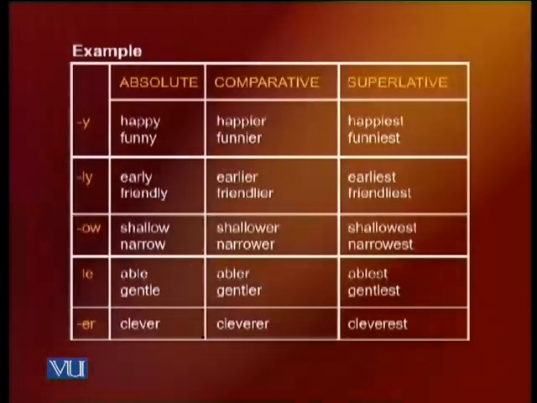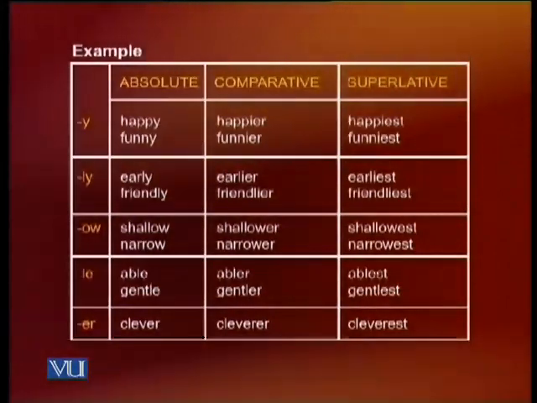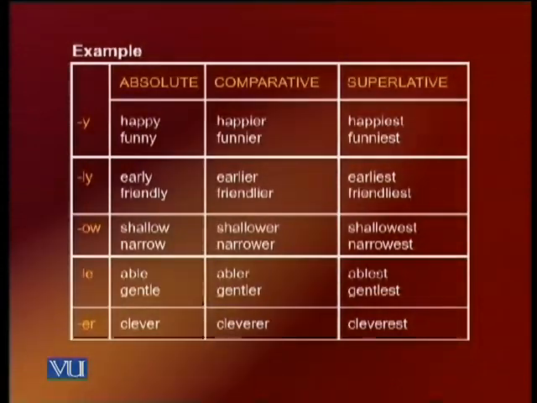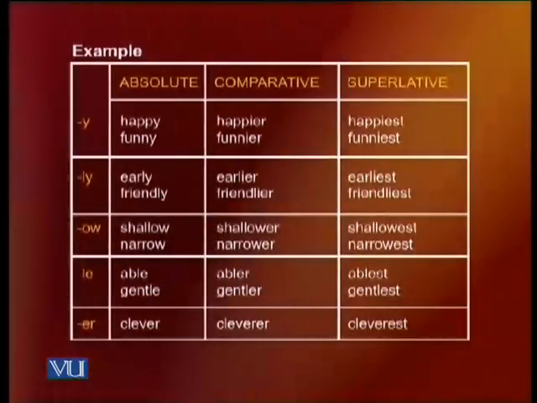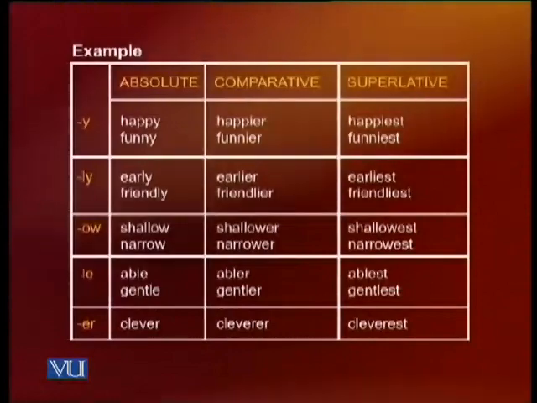Friendly, friendlier, friendliest. And then you've got those ending with ow, shallow, shallower, shallowest. Narrow, narrower, narrowest. Those ending with le, it becomes able, abler, ablest. Gentle, gentler, gentlest. And the same with er. Clever, cleverer, cleverest.